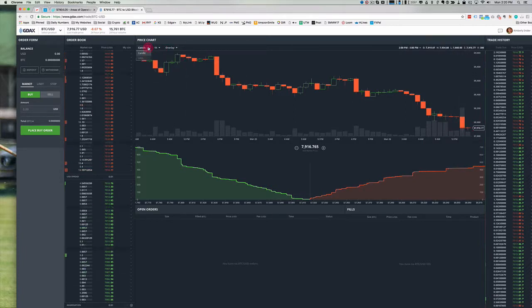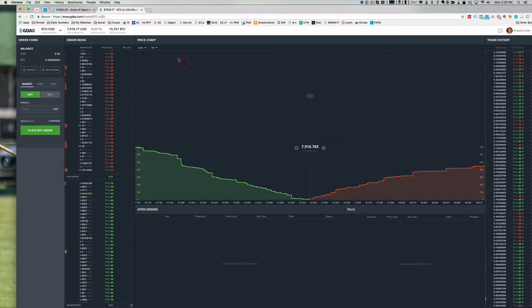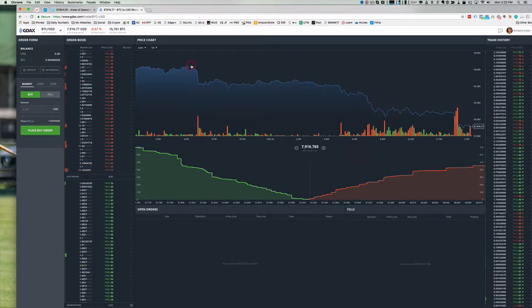I can change that to what people are mostly used to, which is a line chart like that. And also you can change the period here. Just so you know, this platform is really meant for traders, which you're not going to be, which is why they have these tools. This is the order, well, not the order book, but the depth chart.